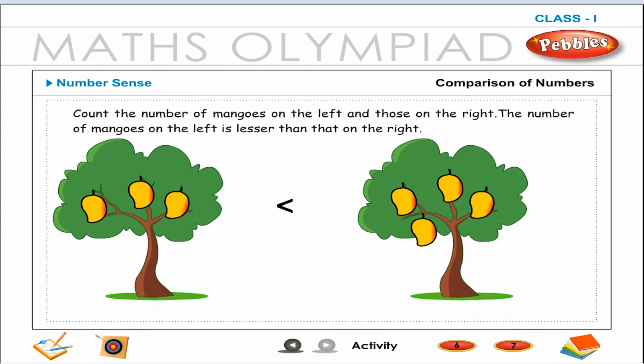Comparison of numbers. Count the number of mangoes on the left and those on the right. The number of mangoes on the left is lesser than on the right. To say 3 is less than 4, we write 3 is lesser than 4.